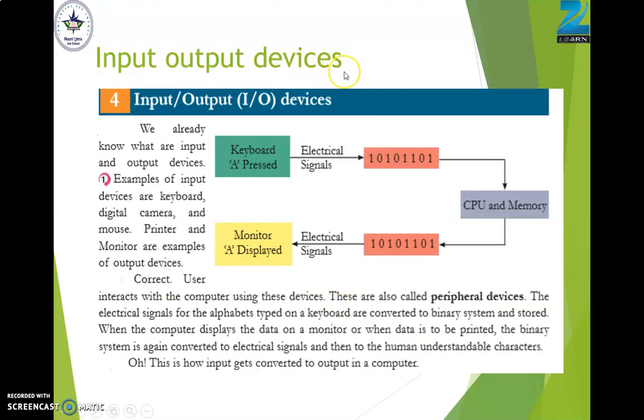Input and output devices. We already know what input devices and output devices are. But how do they work? The electrical signals for the alphabet typed on the keyboard are converted to the binary system and stored. If we press A, then that is sent to the CPU after converting into binary. Then the data is processed and again converted to an electrical signal, and then we can see the output.